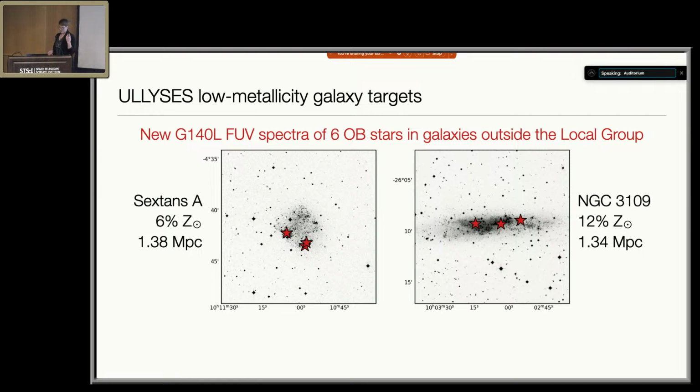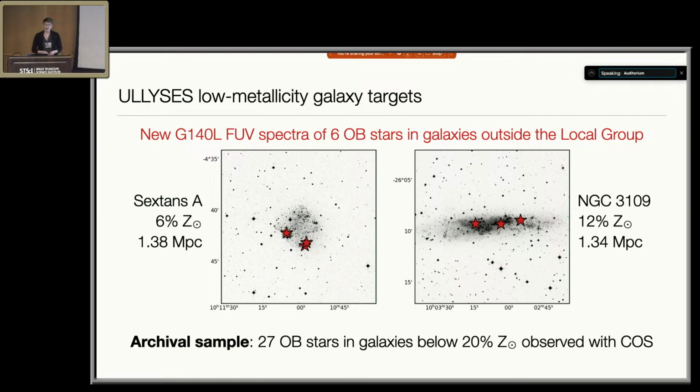Now, to complement this, Ulysses also compiled an archival sample of low metallicity O and B stars, coming up with 27 in all that have been observed in the far UV in galaxies below 20% solar metallicity. Now, this is about an order of magnitude fewer stars than in the Magellanic Cloud sample in Ulysses. But these very low metallicity O stars are very important because we really don't have much information about how stellar astrophysics changes in this low metallicity regime.